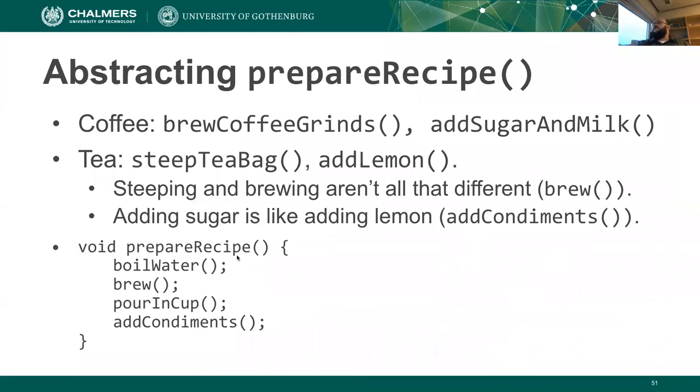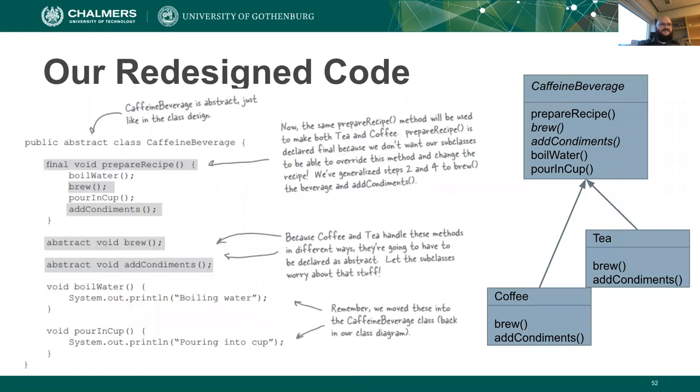for coffee, we have brew coffee grounds, add sugar and milk. For tea, we have steep tea bag and add lemon. Steeping and brewing really aren't all that different, right? So we could just have a brew method. Adding sugar and adding lemon have a lot in common too, right? So we can have an add condiment step. So we could create this prepare recipe method that just steps through the sequence of steps. Boil water, brew, pour in cup, add condiments. And this could be the same for both coffee and tea, for both of our beverages, and then potentially for other beverages in the future, right?